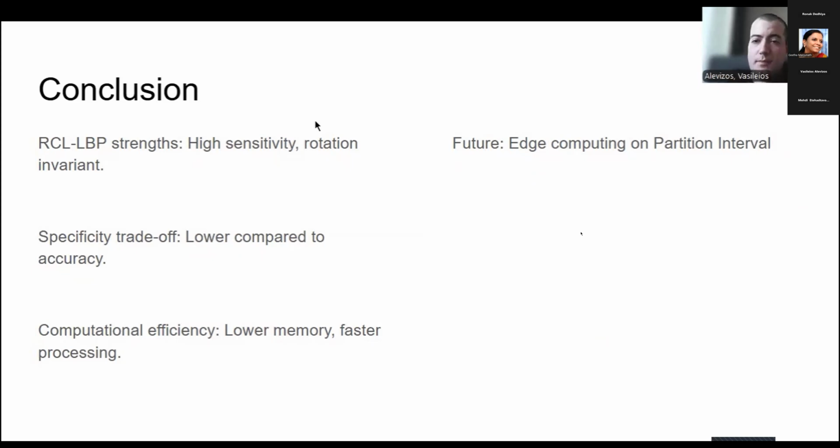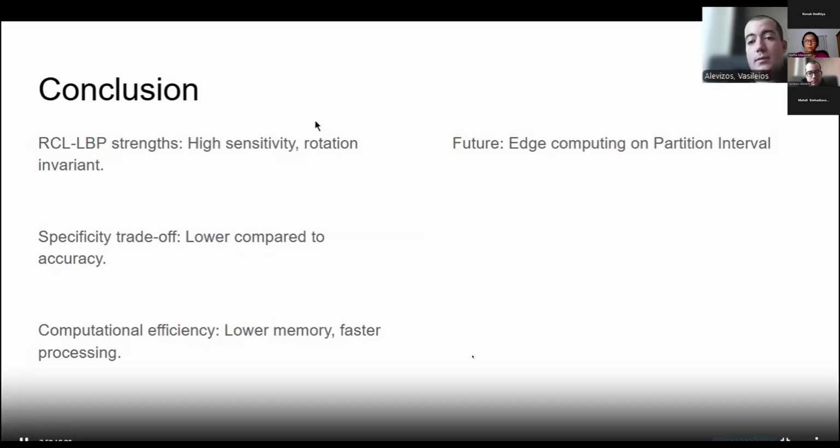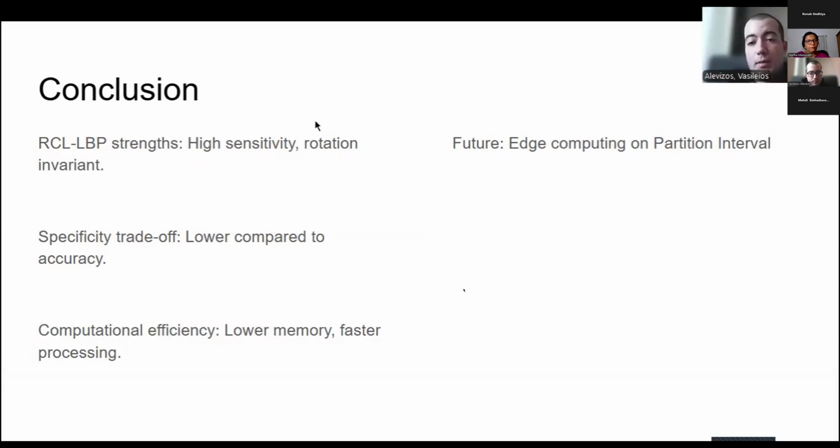However, there is a trade-off in specificity, indicating they still need some refinement of the architecture of this model. While this model shows lower specificity, the high sensitivity is still beneficial for detection tasks. For future work, we plan to explore applications with less computationally intensive requirements, leveraging the low computational requirements. We also intend to investigate partition intervals and how they can improve the description of the performance.